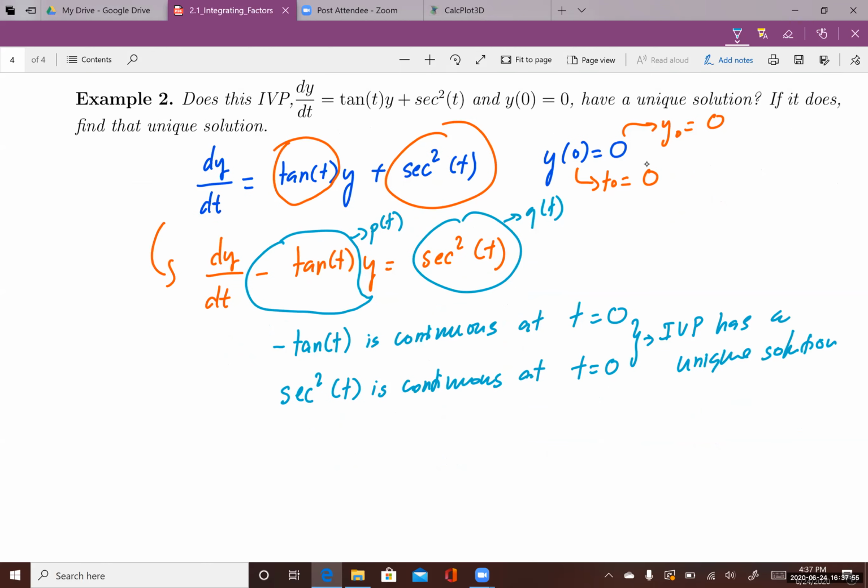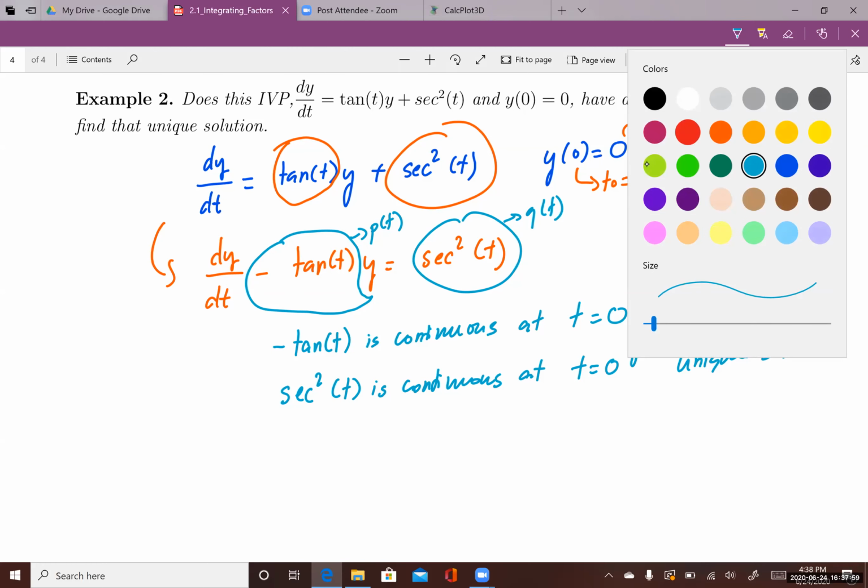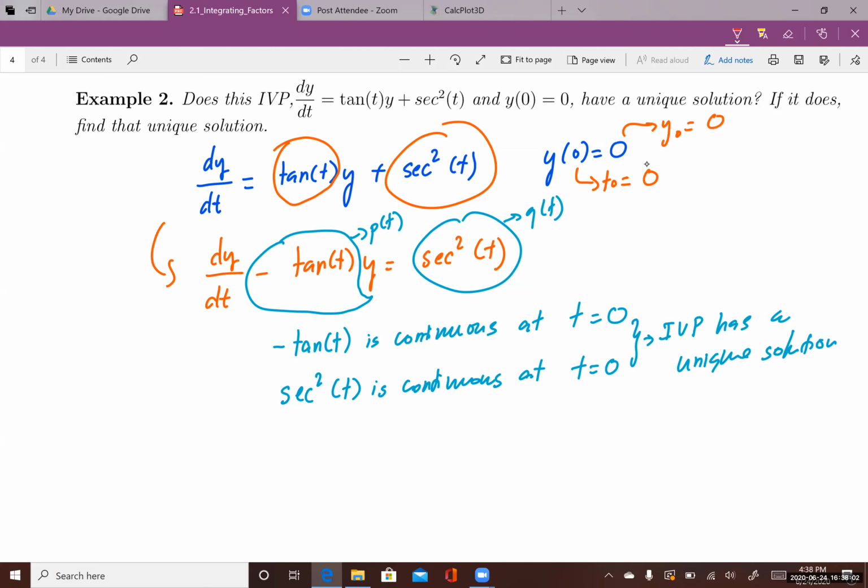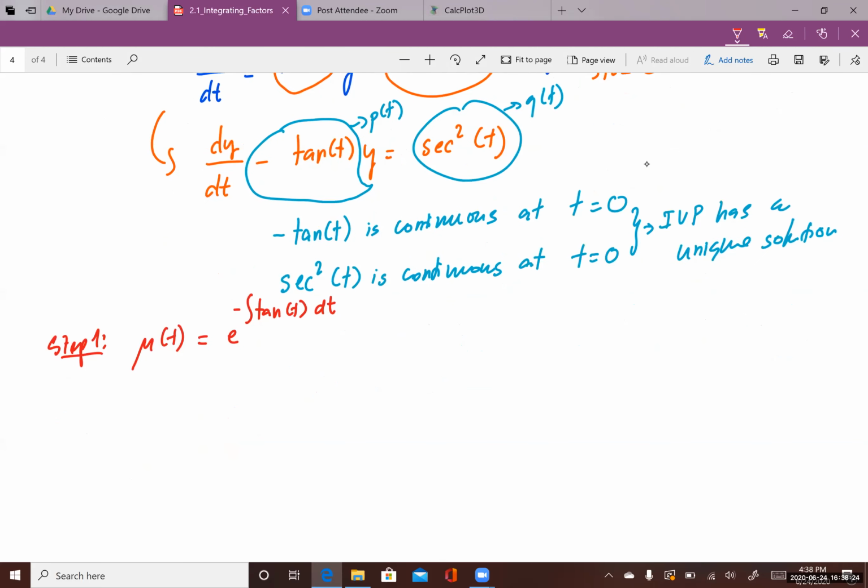All right. If it has a unique solution, we should try to find it. So using integrating factor, step 1, find mu of t. So mu of t equals e to the negative integral of tangent of t dt. Okay. So what is the integral of tangent of t?